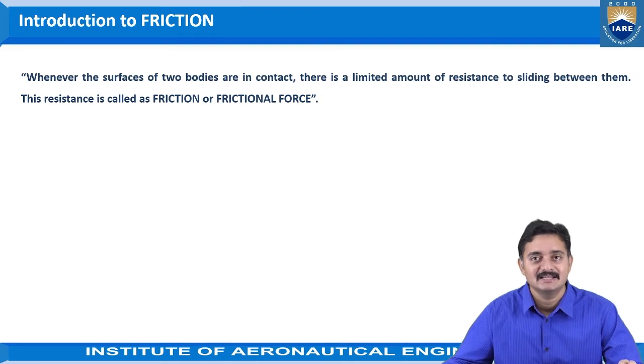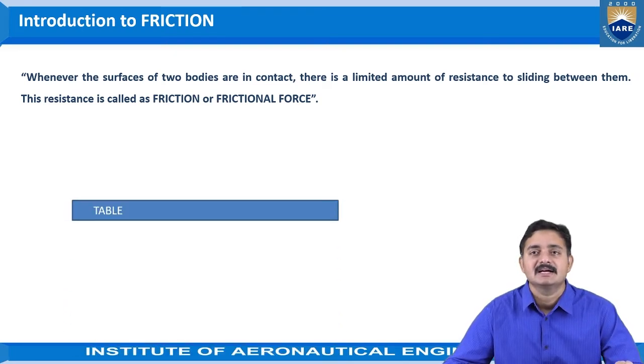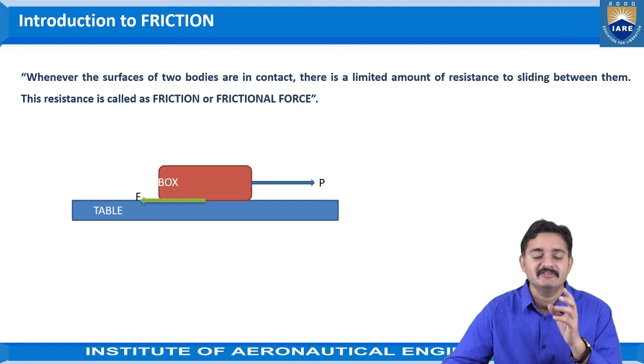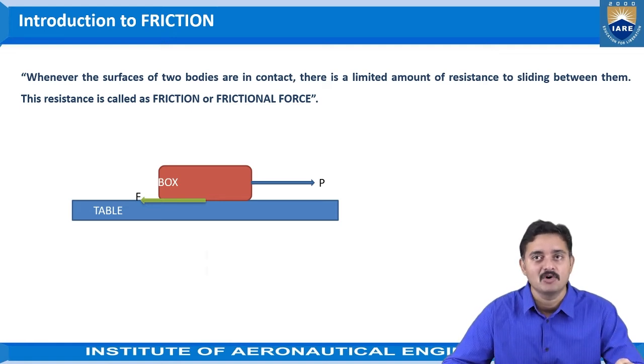So for understanding this clearly, let us consider a table and a box placed on the table. A force P is being applied onto the box towards the right side. And this is the friction which acts at the contact point of the lower surface of the box and the upper surface of the table, and that friction restricts the motion. That's why we say that friction acts in the opposite direction to the movement of the object. So as the box moves towards the right because of the force P, the frictional force will always act in the opposite direction of the movement of the box.